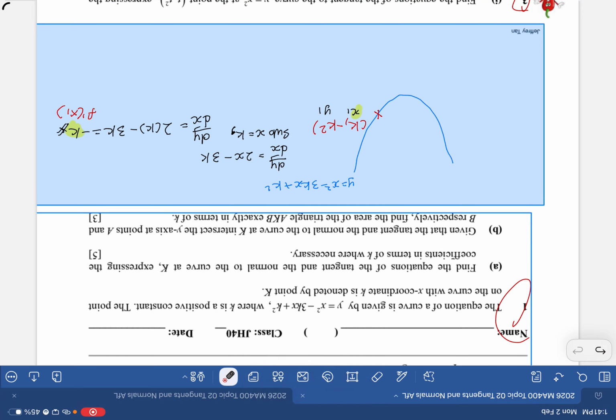The question itself isn't wrong, but I need to figure out the rest. Question 3. Question 3 is hard.